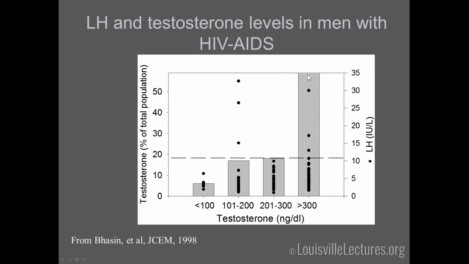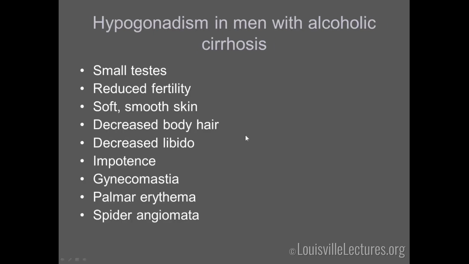So here in the bar is the percentage of the patients who have this testosterone level, and the circles are the LH and FSH. So you can see that some patients have a normal testosterone and high gonadotropins, indicating primary gonadal failure, and other patients have a very low testosterone and low gonadotropins. These are the wasted patients primarily, indicating hypogonadotropic hypogonadism, and you have all things in between.